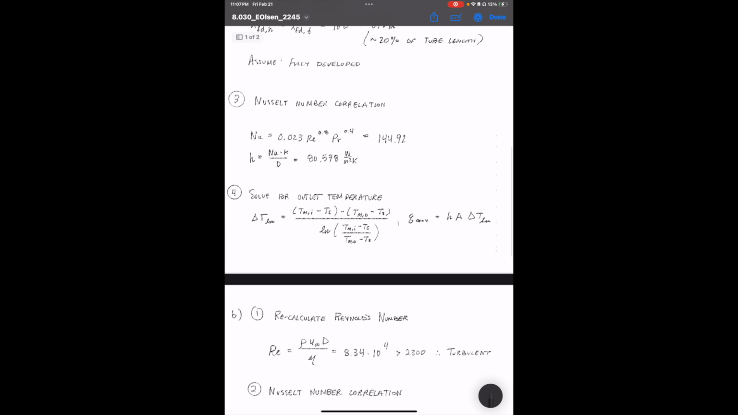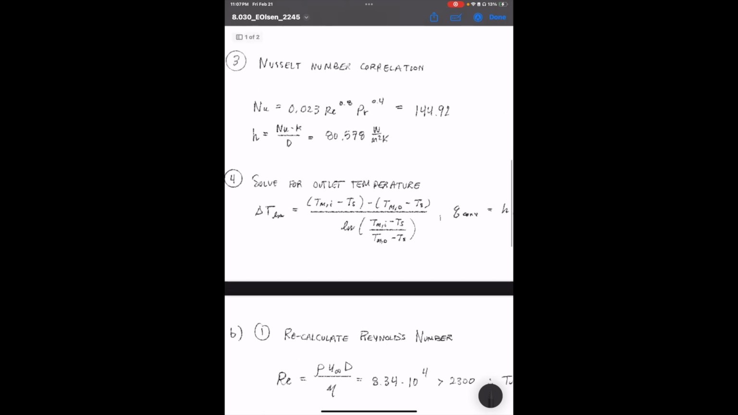Now we can solve for our outlet temperature of the pipe using the log mean temperature difference method. The log mean temperature difference is going to be given by this equation here for internal flow. And we can plug that into our relationship for our heat rate due to convection, which is equal to h A delta T log mean.